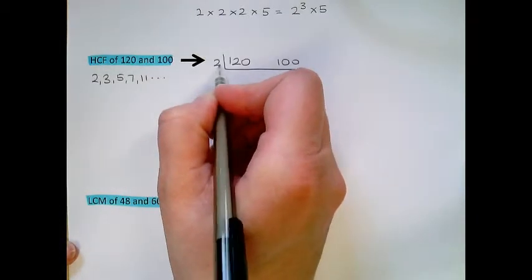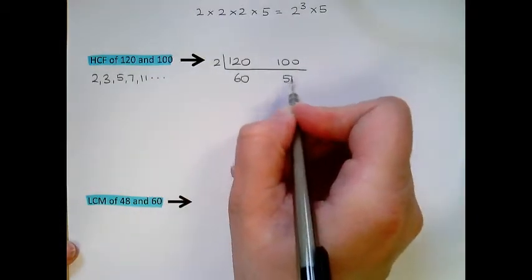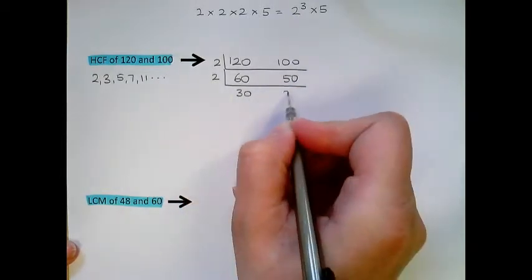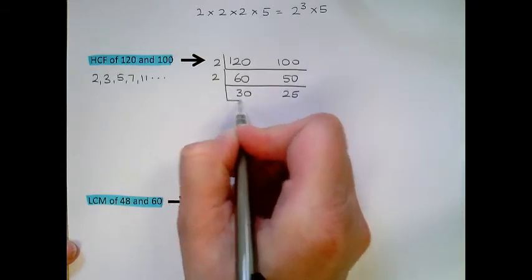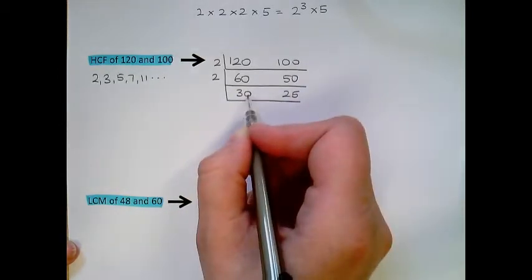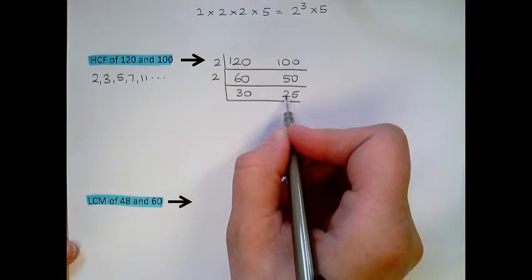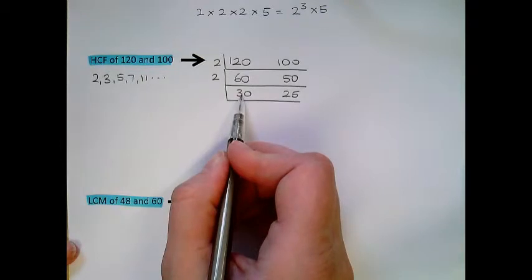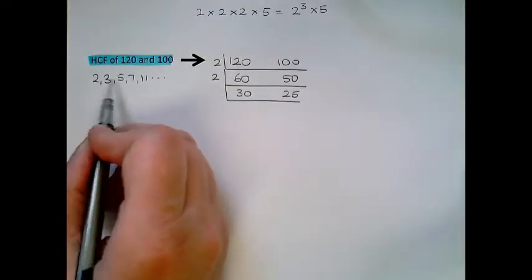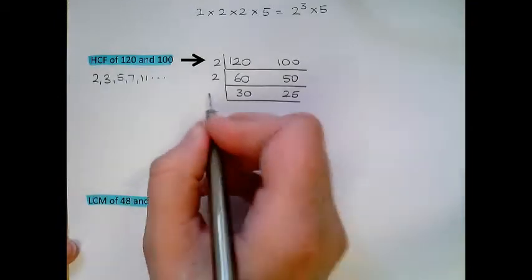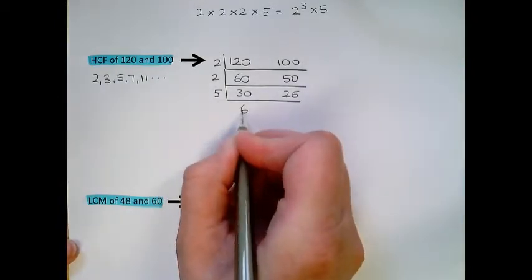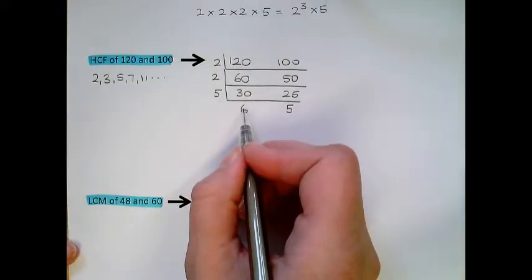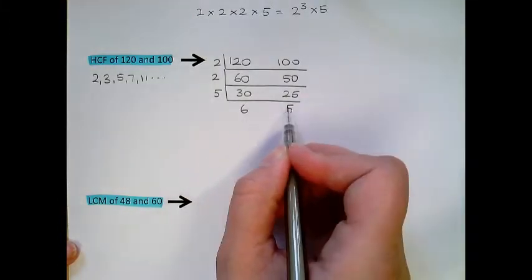So divide by 2 first of all would get you 60 and 50. And then both of those divide by 2 again to get you 30 and 25. Both of those then, you can't divide both of those by 2. 30 does, but 25 doesn't, so you can't divide it by 2. So then the next one you'd go up to is 3. 30 divides by 3, but 25 doesn't, so you don't use 3. You go to the next one, so you would go to 5. And both of them divide by 5 to get you 6 and 5. And then you stop there because there's nothing that you can divide both 6 and 5 by.